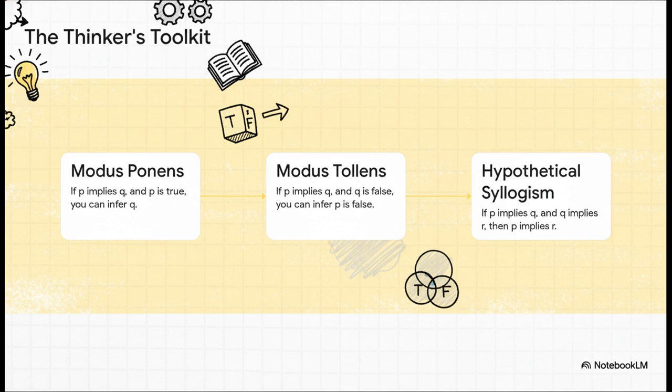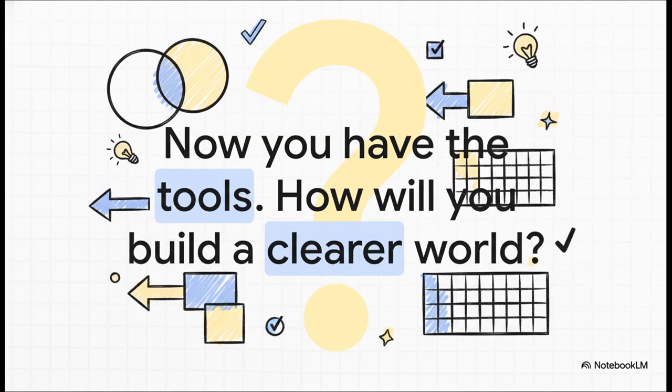And finally, you can build logical chains. If P leads to Q and Q leads to R, then you've just built an unbreakable bridge all the way from P to R. See, in the end, logic isn't just some abstract thing for a classroom. It's a really practical tool for building better arguments, for spotting bad ones, and for just getting your ideas across with power and precision. It really is the grammar of clear thinking. So the real question is, now that you have the tools to see the hidden structure beneath all our messy, everyday language, what are you going to build with them?